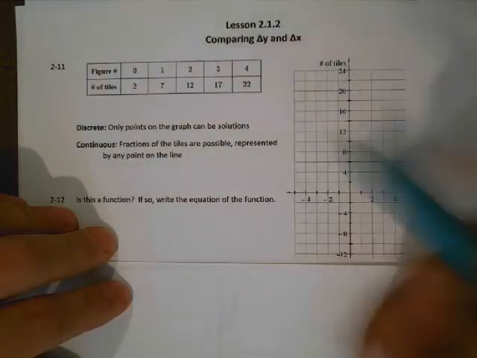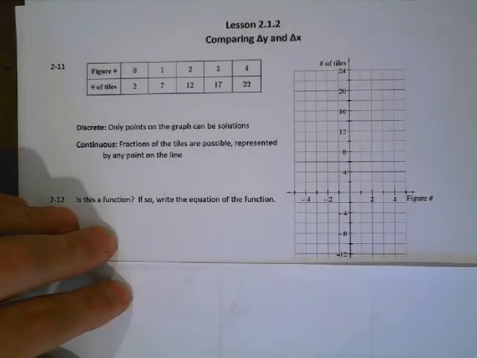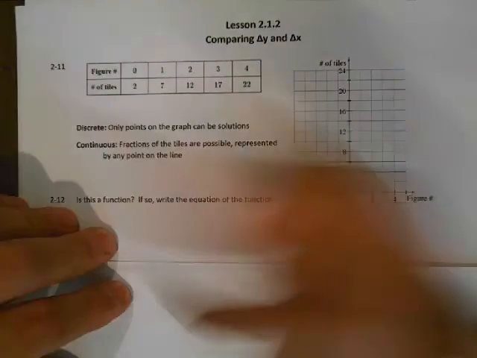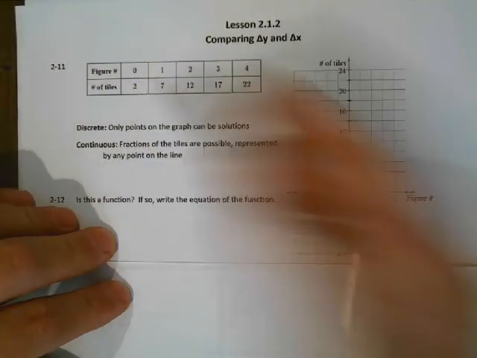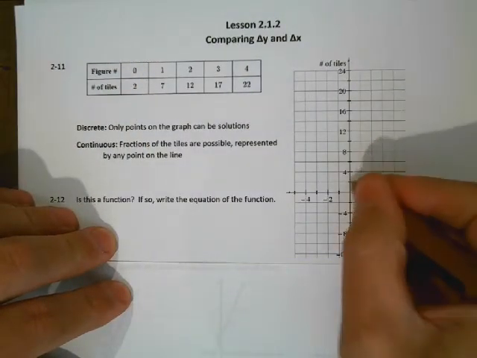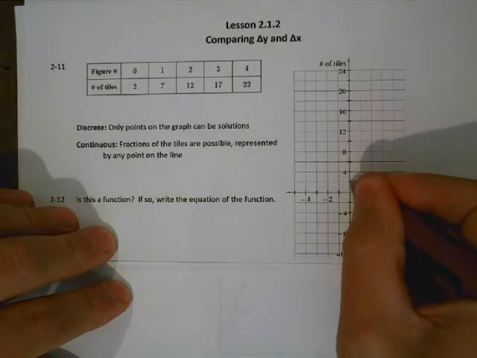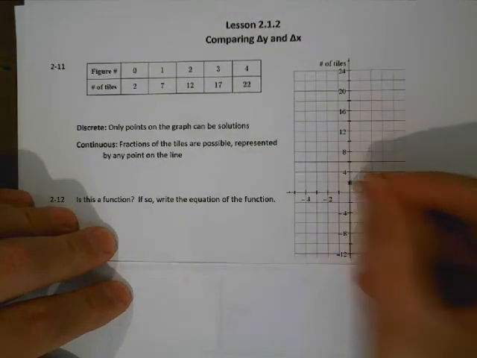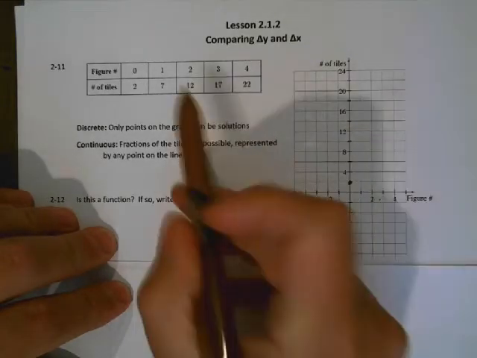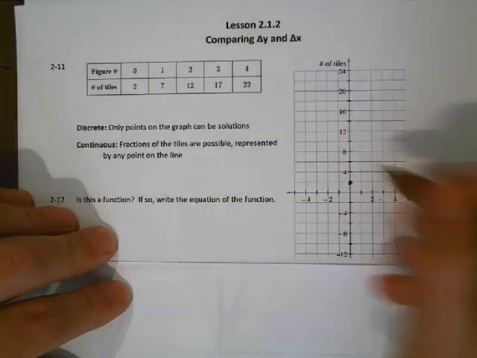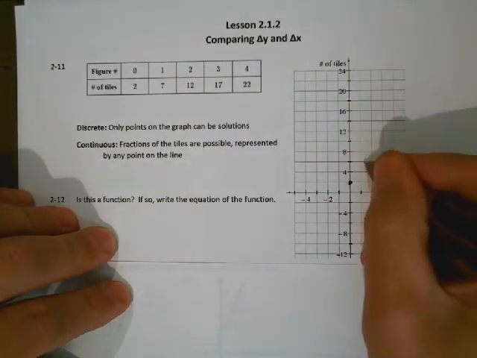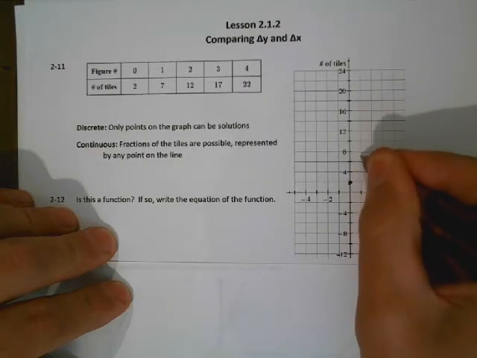So first, we're going to go ahead and graph this one that we've got here. We've got figure 0 has 2 tiles, so I'm going to go 0, 2. Looks like everything is done in 2s here. And then in figure 1, we've got 7, so we're going to go 1 and 7. Since these are done in 2s, then this would be right in the middle right there.